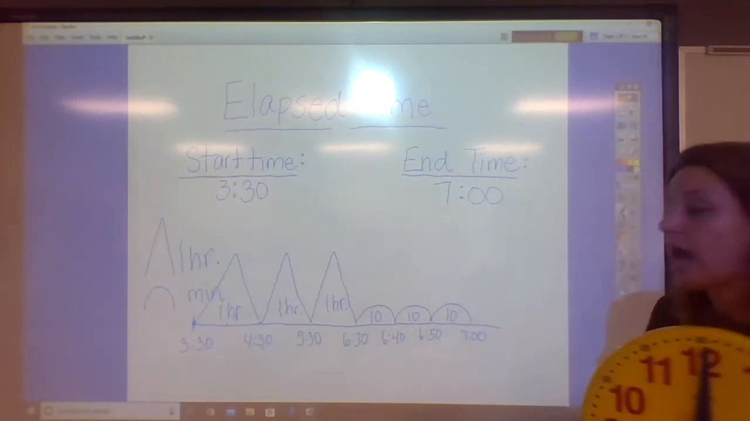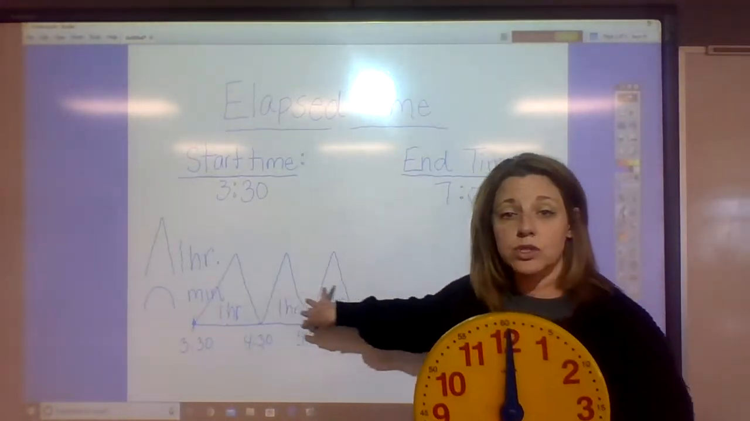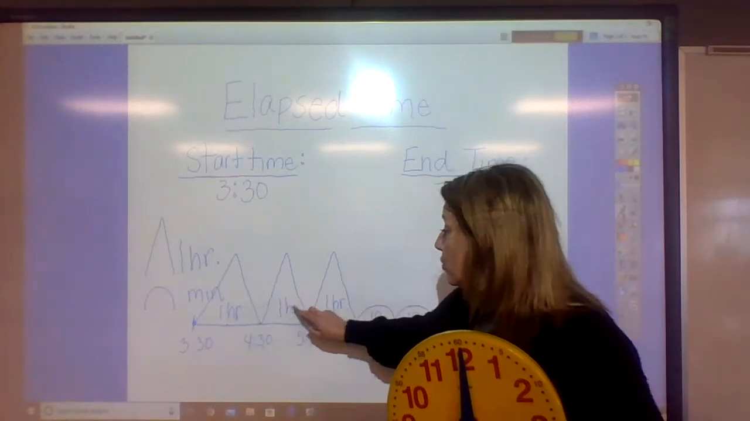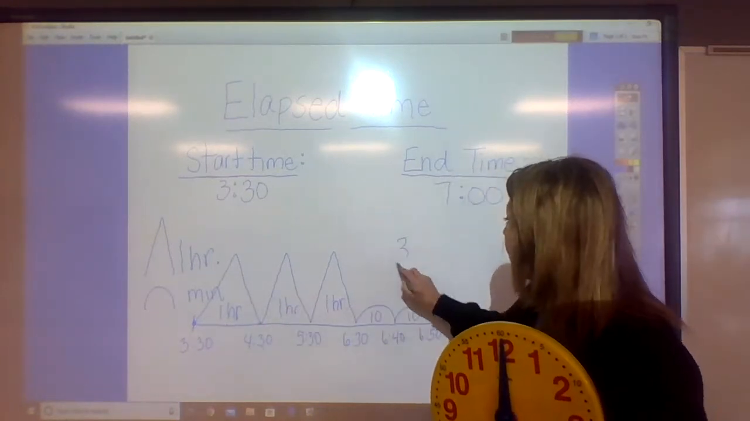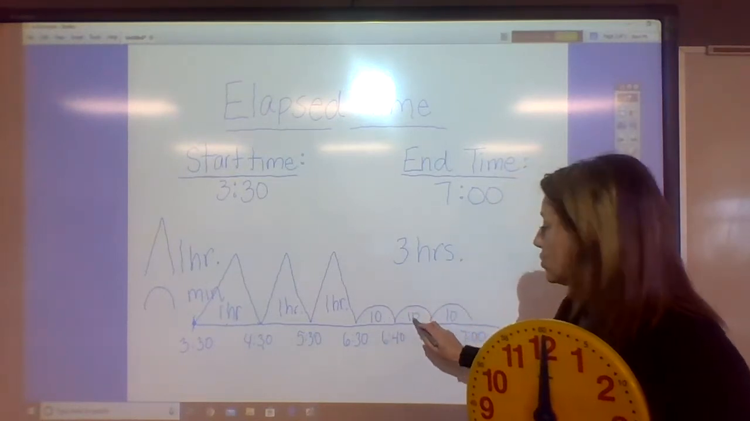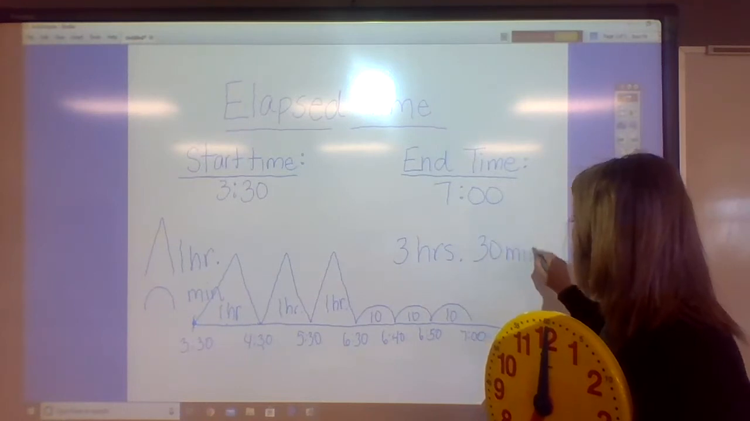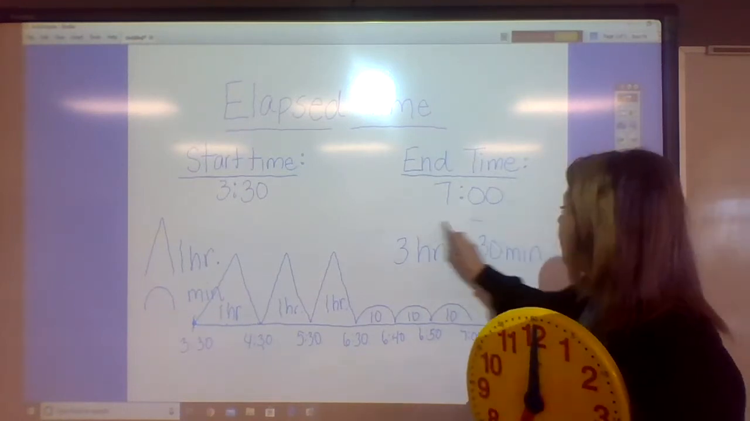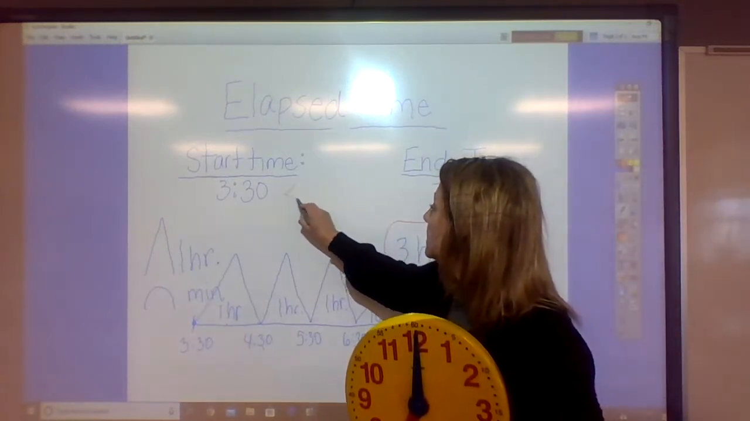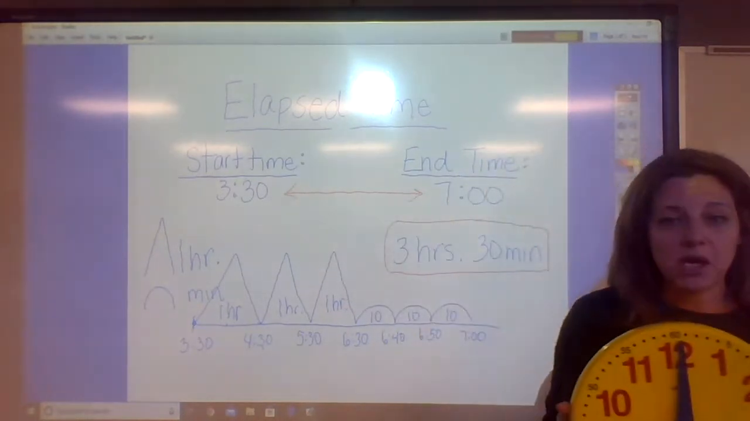Now I need to figure out how much time elapsed. I'm going to count my hours in my mountains and my minutes. So I'm going to count 1, 2, 3 hours and 10, 20, 30 minutes. And that is my elapsed time between this start time to this end time.